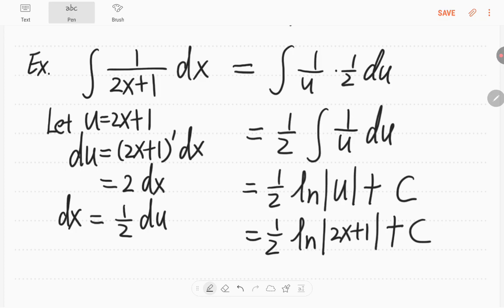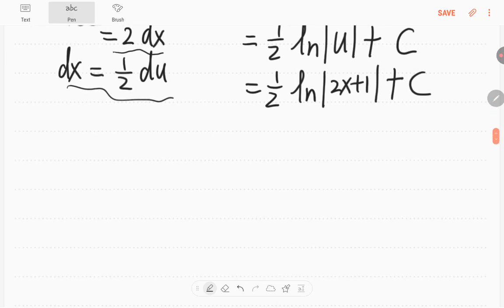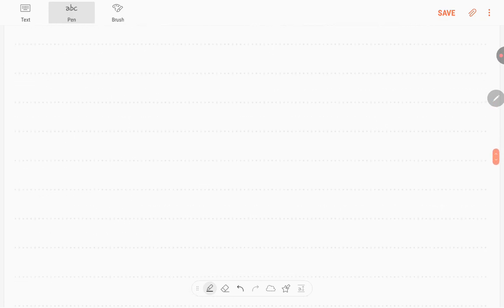So be careful. We always have students write the result as the natural log of the absolute value of 2x plus 1 plus a constant. They forgot this 1/2. Where is the 1/2 from? The 1/2 is from this differential, du equals 2 dx. You will get this result. The 1/2 is from here.